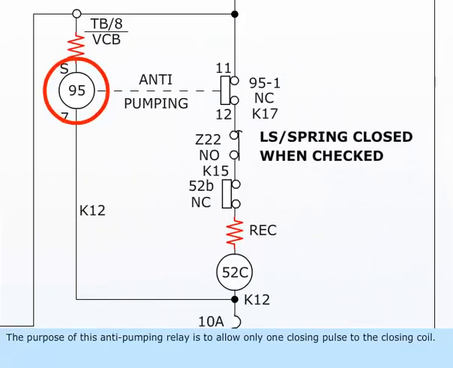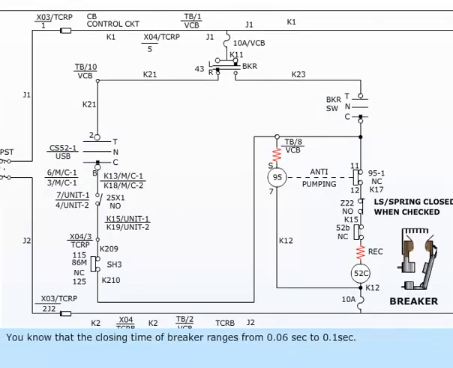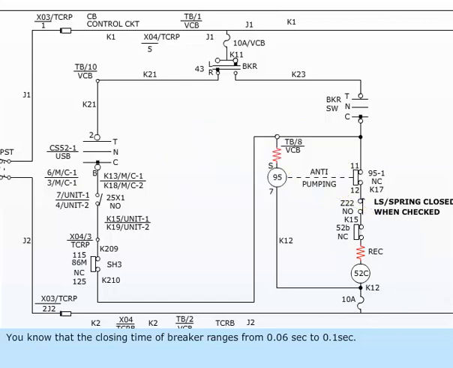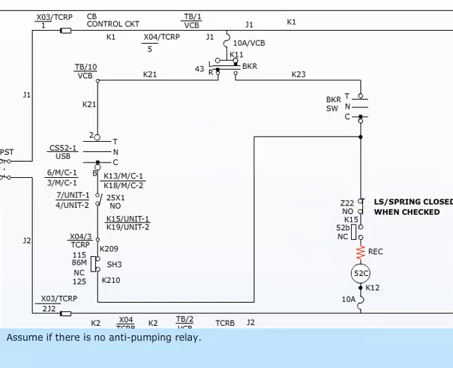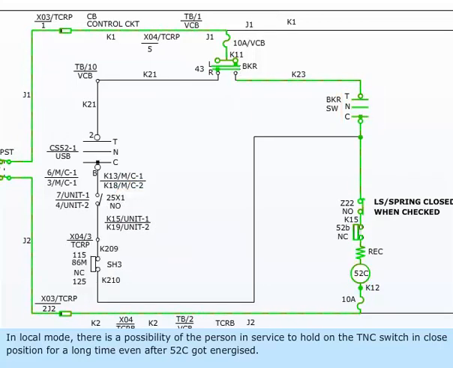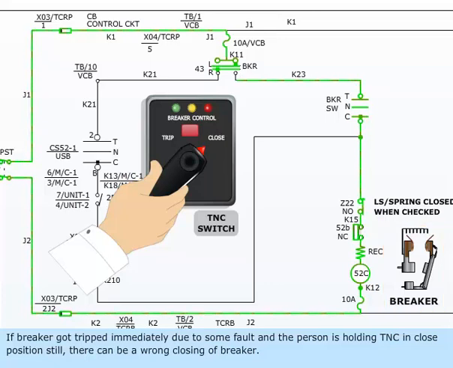The purpose of this anti-pumping relay is to allow only one closing pulse to the closing coil. You know that the closing time of breaker ranges from 0.06 second to 0.1 second. Assume there is no anti-pumping relay. In local mode, there is a possibility of the person in service holding on the TNSC switch in closed position for a long time, even after 52C got energized. If the breaker got tripped immediately due to some fault and the person is holding TNSC in closed position, still there can be a wrong closing of the breaker.